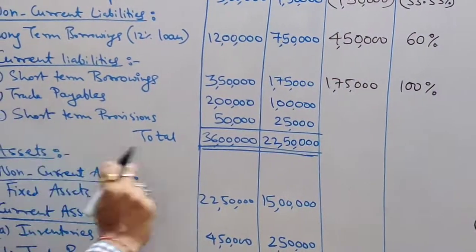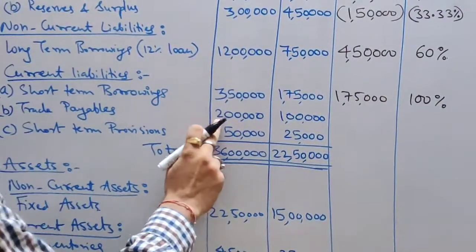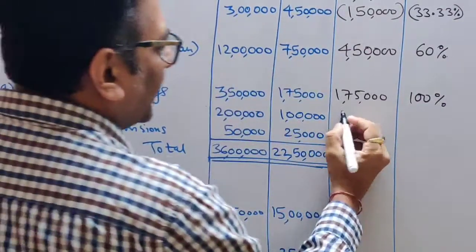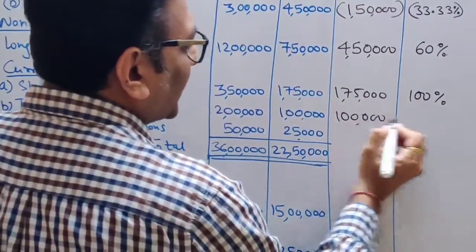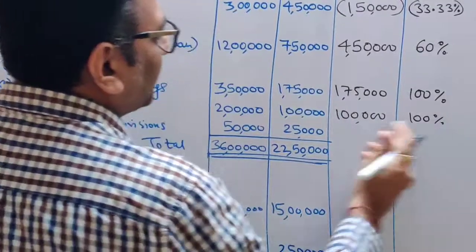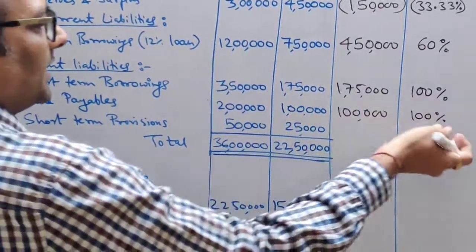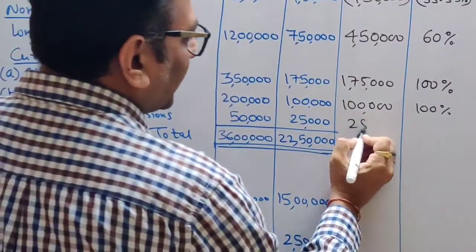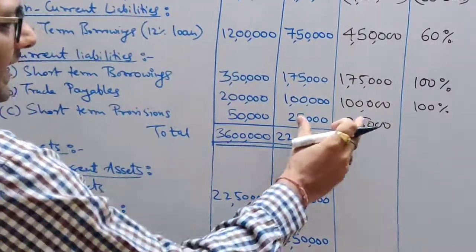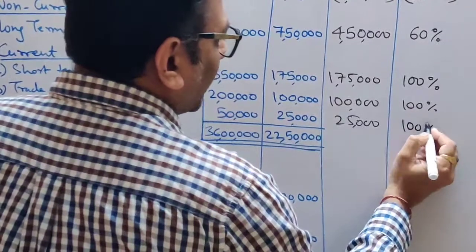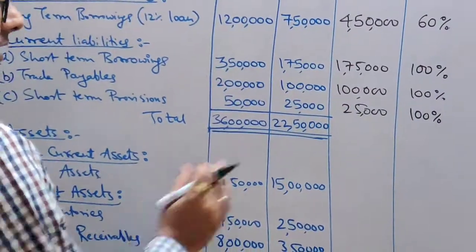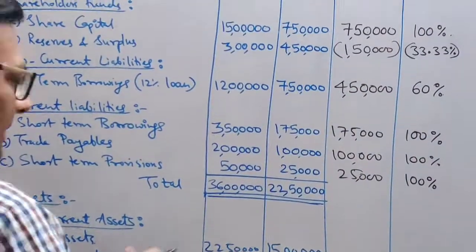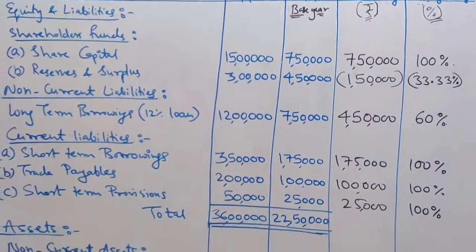Now, trade payable last year it was 1 lakh. This year it is 2 lakh. Again increased by 1 lakh rupees. Again it will be 100%. Very easy. 1 lakh divided by 1 lakh into 100 is 100. 25 became 50, so there is an increase of 25,000. Again easy. If you divide, you get 100%. Understood how to compare? Now let's compare the assets items.